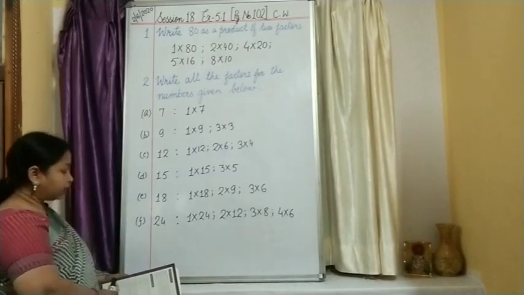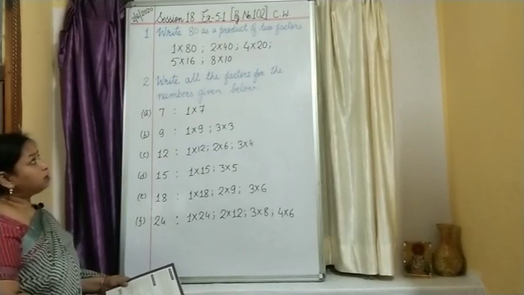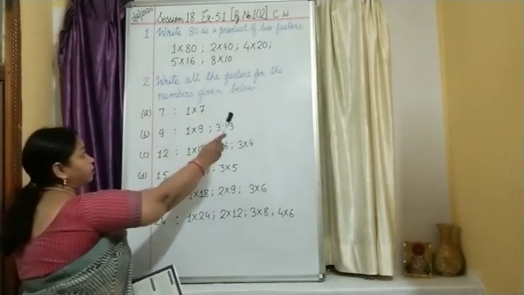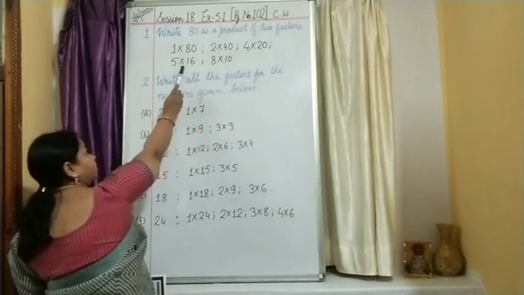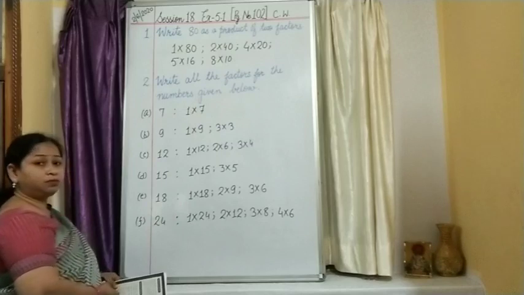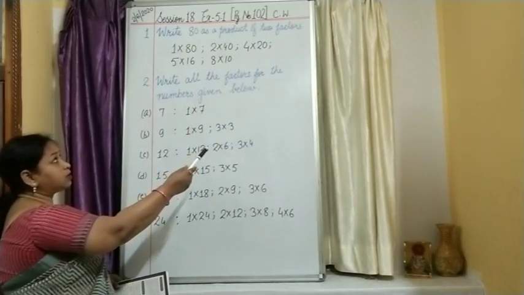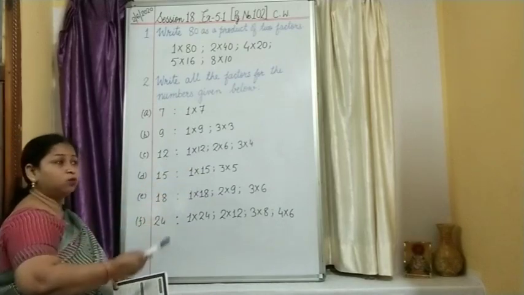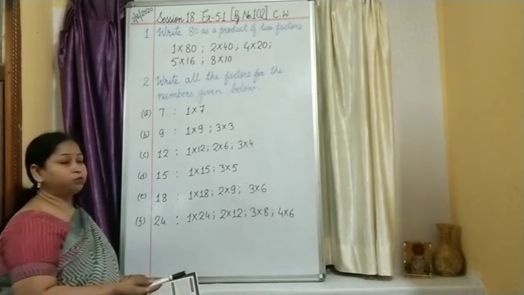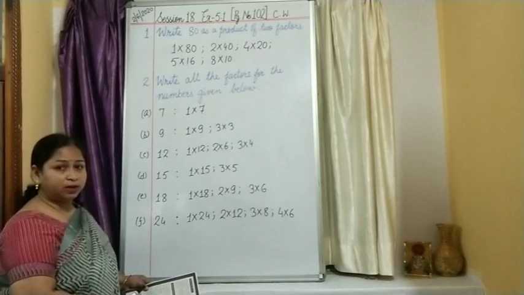So while checking that, we have found 1 into 80, it's 80. 2 multiplied by 40, it will be 80 again. 4 multiplied by 20, it will be 80 again. 5 16s are 80, 8 10s are 80, right. So there are so many factor pairs, and if you want to write down all the factors, well and good, and if you want to choose any one, you can choose it and write it down. Question number 1 is very easy, no?